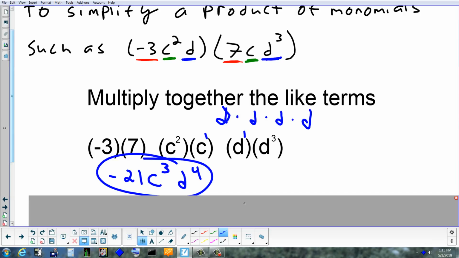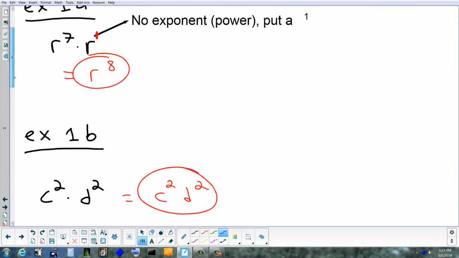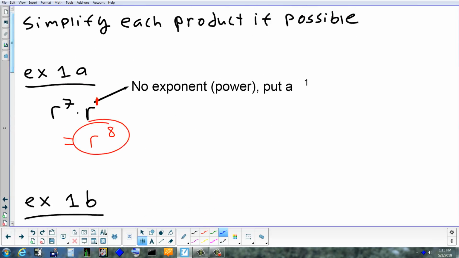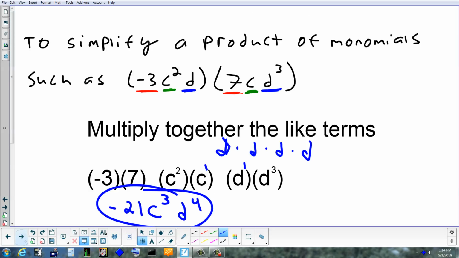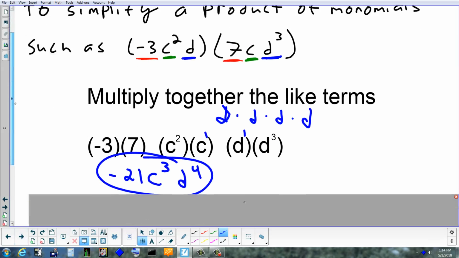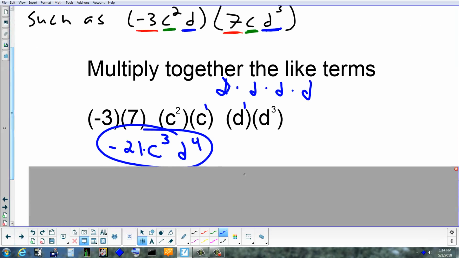D to the first times D cubed is just like this one, R to the 7th times R. That's the exact same problem. You just add the two exponents together and keep the base the same. I could put multiplication in there if you want. The rule though is you add the exponents when you multiply like bases.